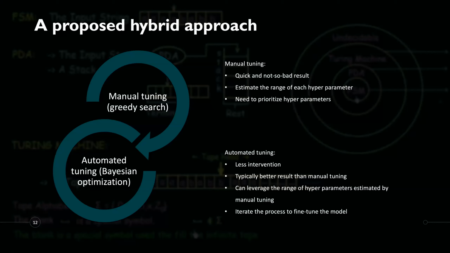But personally, I haven't done grid search for a while, because I find that manual tuning works better for me. And sometimes I don't even use Bayesian optimization, because manually tuning the model has already given me quite a decent result. So that's the first question.